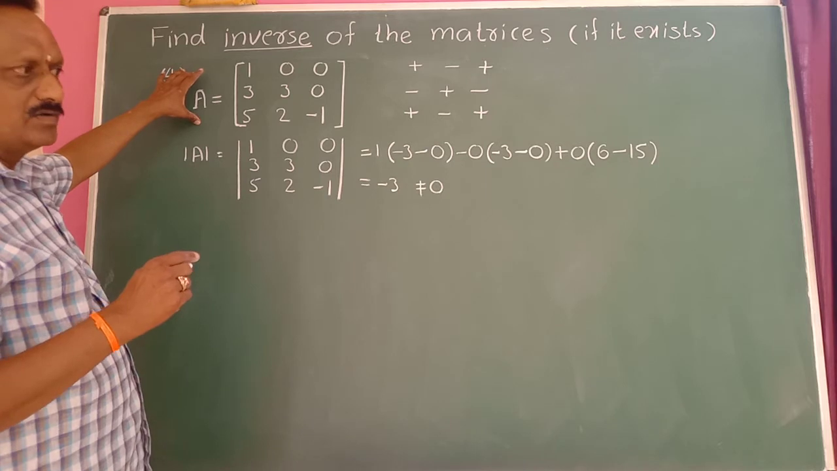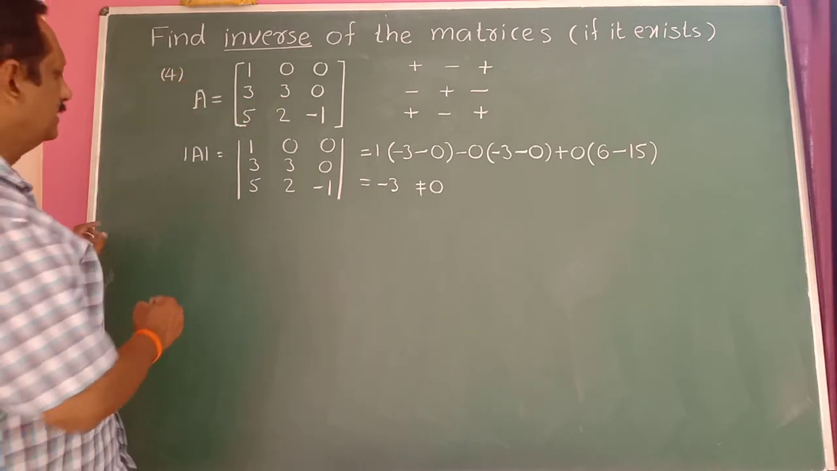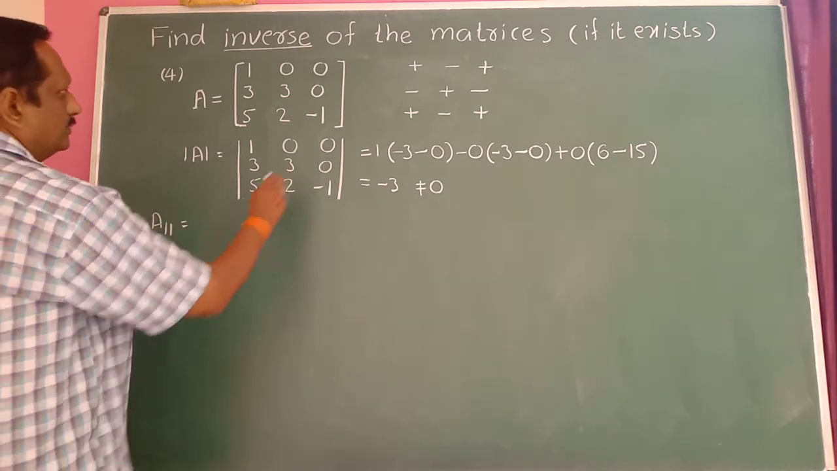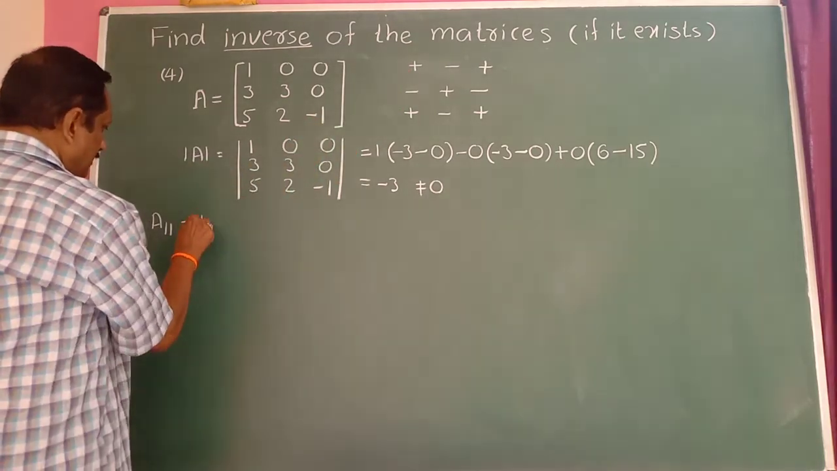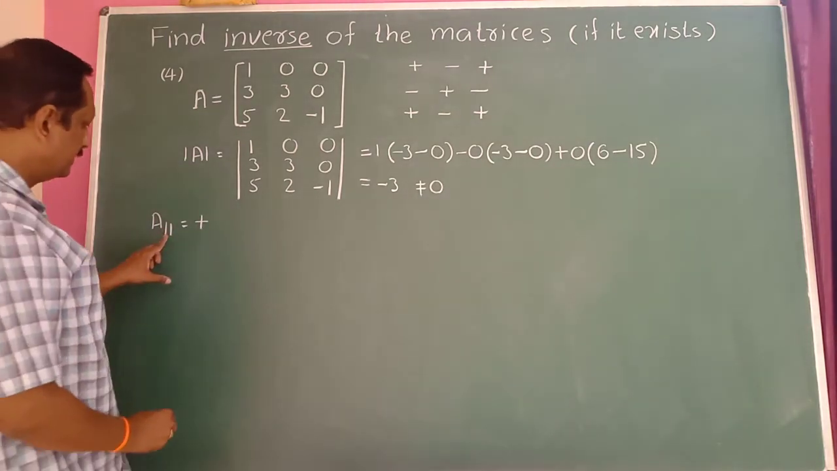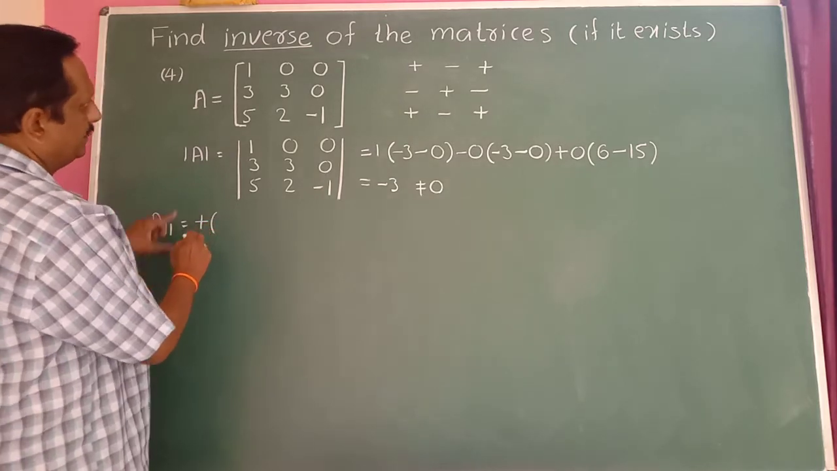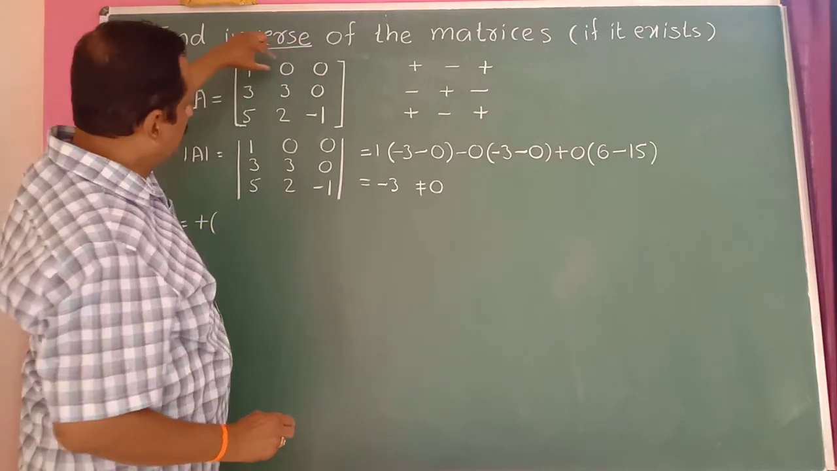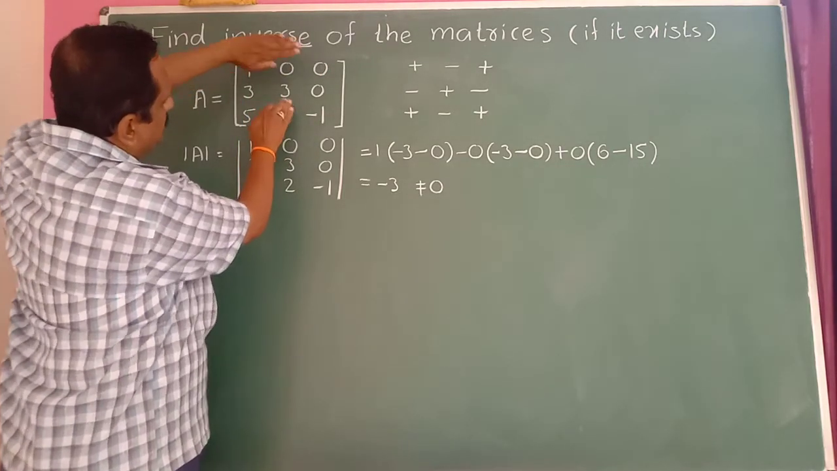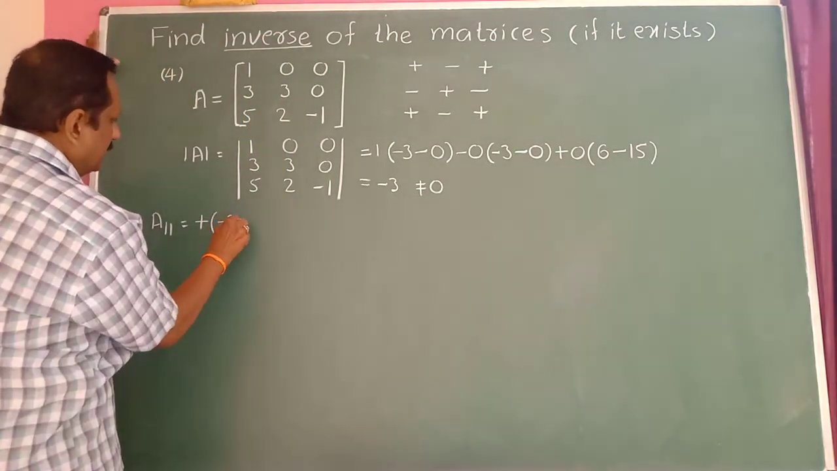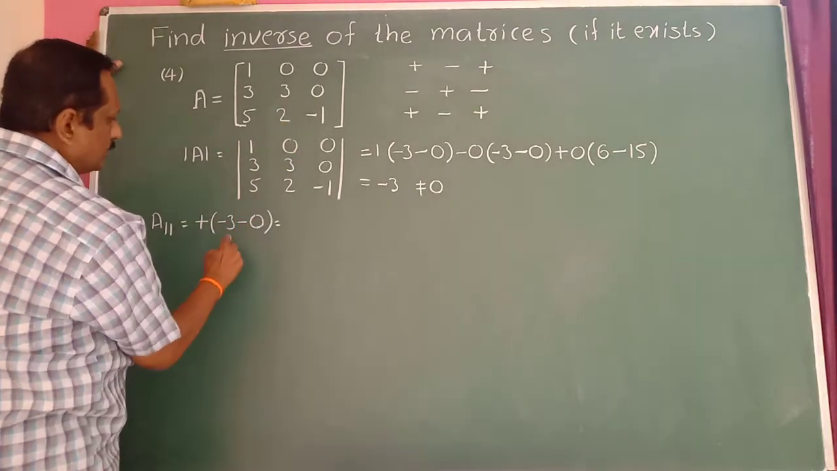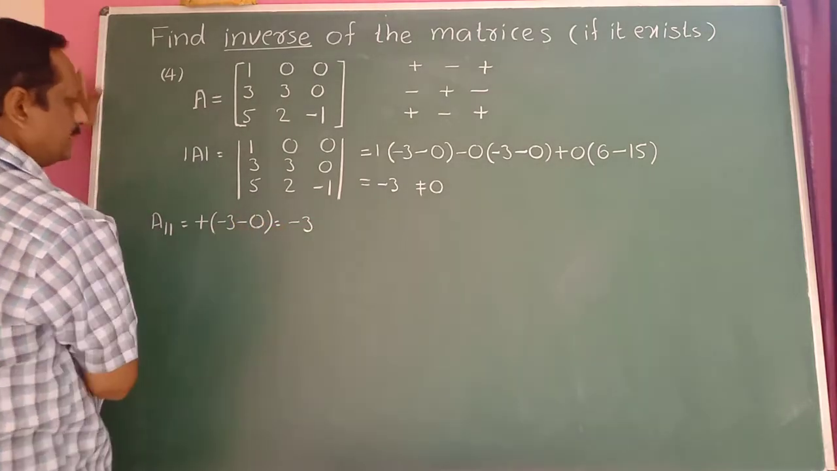Then you find the cofactors of corresponding elements here. Here's A11. A11 is equal to, take care of the plus sign, 1 plus 1 is 2, an even number, take care plus sign. Deleting this first row and first column, these are the remaining elements. 3 into minus 1 is minus 3. Minus 3 minus 0 into 2 becomes 0. Therefore, this is equal to minus 3 here.